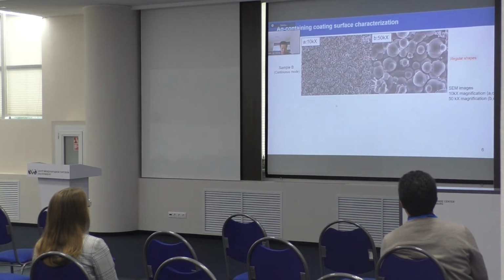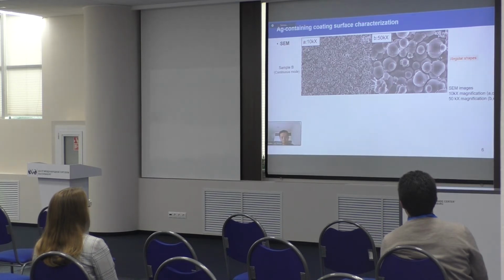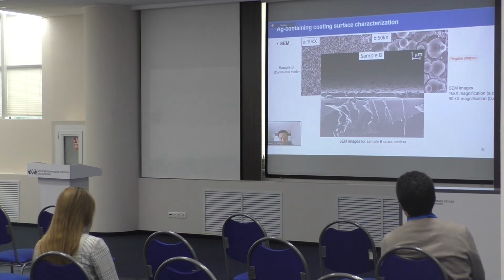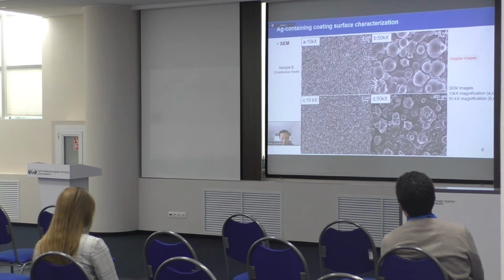So here we can see the same image of sample B in the continuous mode. We see quite big nanocapsules or nanospheres in the coating with regular shapes, and we also checked the cross section of the coating and found that the nanospheres were embedded in the coating and also grafted on the surface. And we checked the samples in the pulsar mode, like sample E, and we can see smaller nanospheres on the coating.